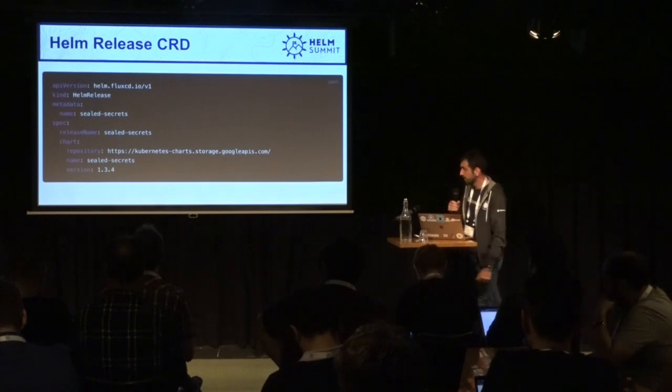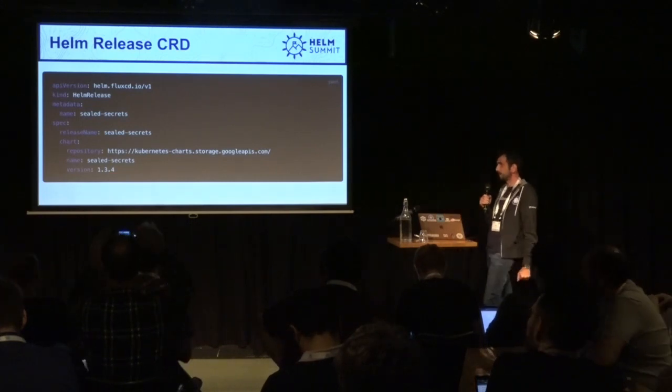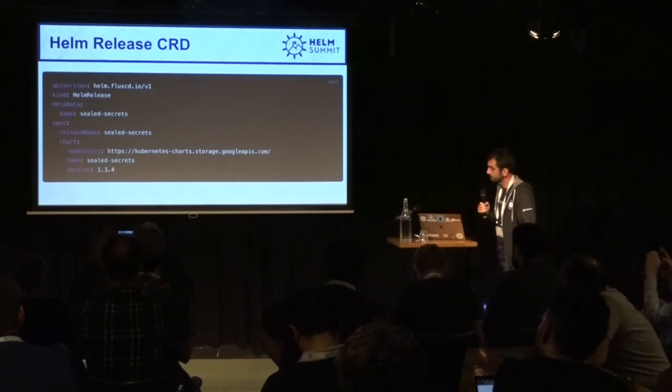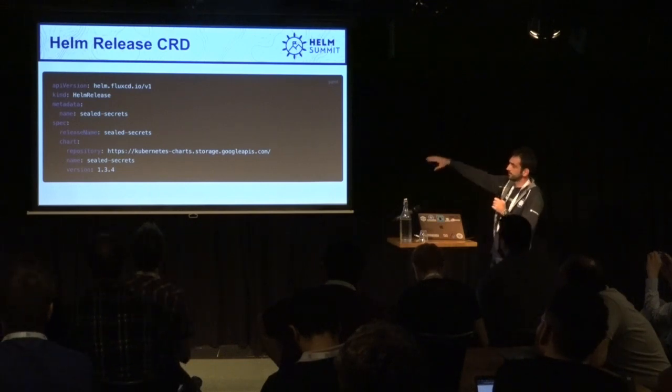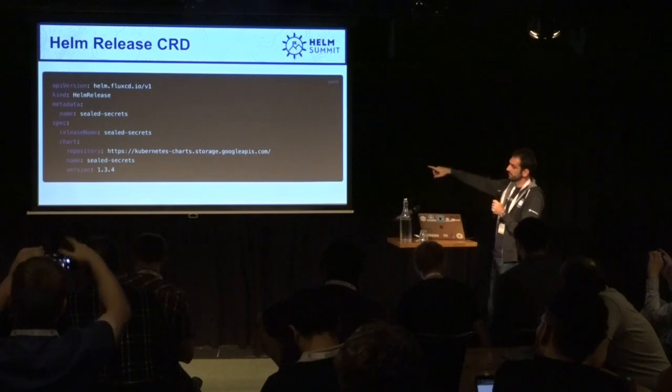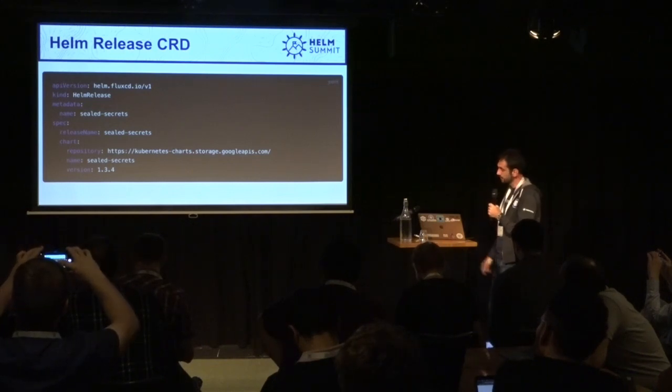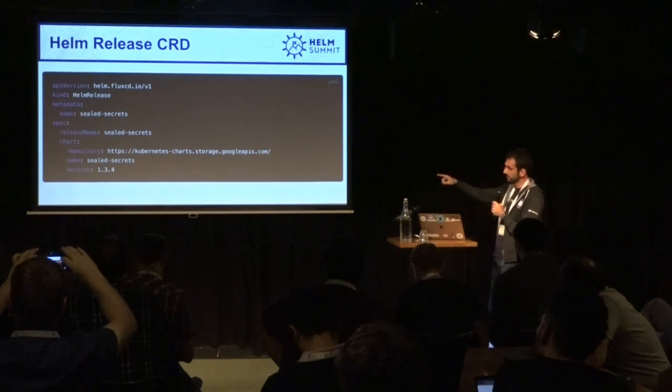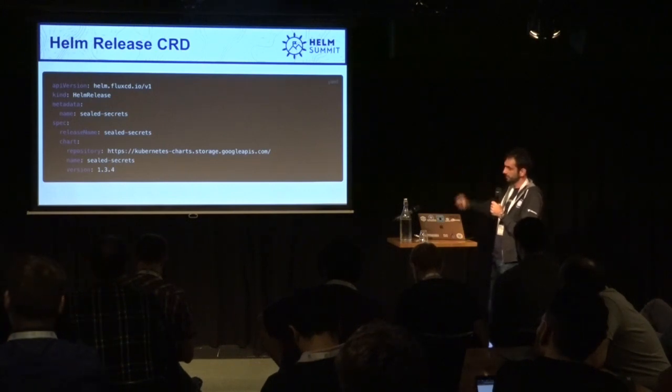This is how a Helm release looks. Nothing complicated. We have this chart section here where we say, okay, my chart comes from the stable repository, and this is the URL for the repository. That's the name of the chart, and that's the version of the chart I want to install.